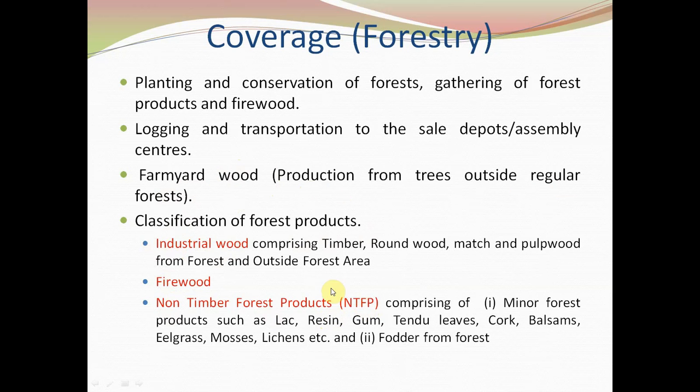NTFP. Industrial wood comprises timber, roundwood, match, and pulpwood from forest and outside forest area. And non-timber forest products comprise minor forest products such as lac, resin, gum, tendu leaves, cork, balsams, eelgrass, mosses, lichens, etc. and fodder from forest.